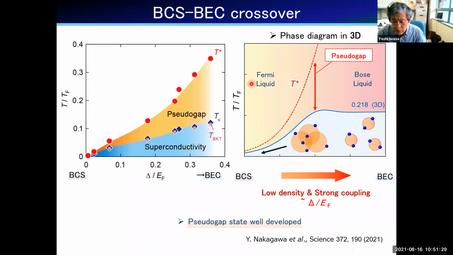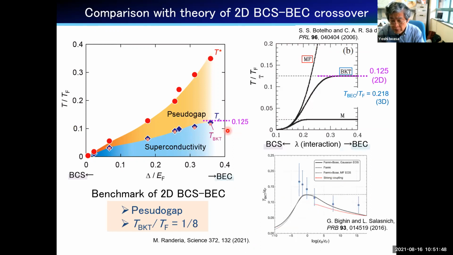And this is a plot of the theoretical curve. The important thing is that in the three-dimensional case, the TC over TF converges at almost 0.2. But in our case, it is almost 0.12. What is the difference? We found the theory paper for the two-dimensional BCS-BEC crossover. They predicted that the TC should converge at 0.125. But in reality, if they go into a very deep two-dimensional BEC limit, it forms a peak.